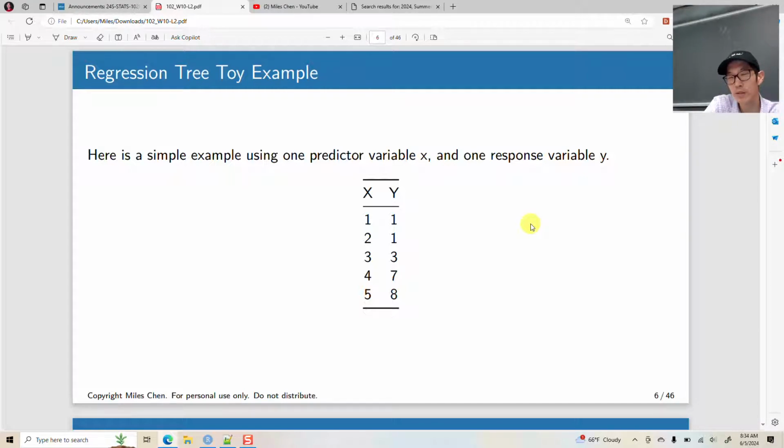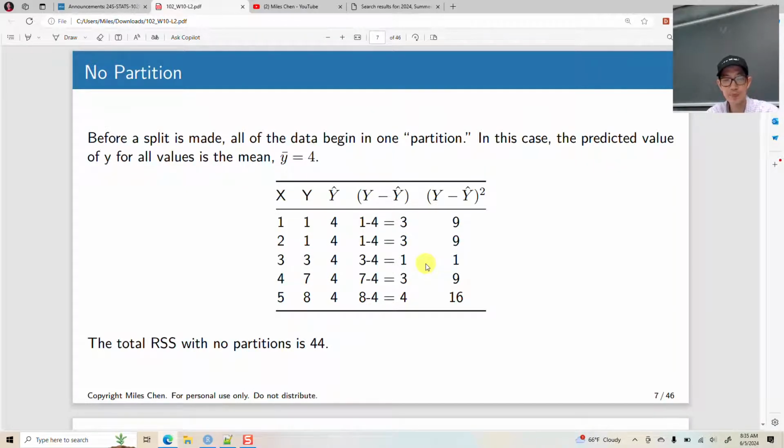And so here we have x values. X is 1, 2, 3, 4, 5. And the response values, y, are 1, 1, 3, 7, 8. And what we want to do is figure out where should I split the data to maximize my gain, or minimize my RSS after the split.